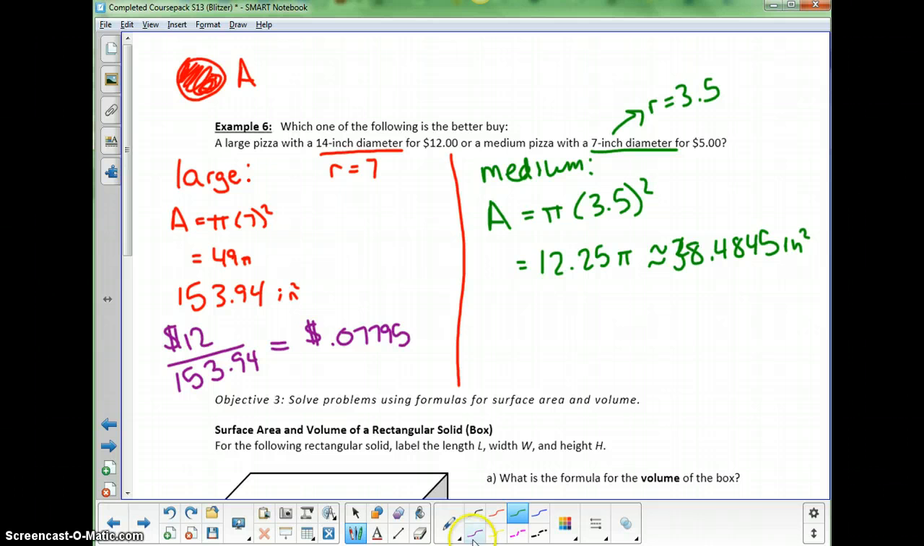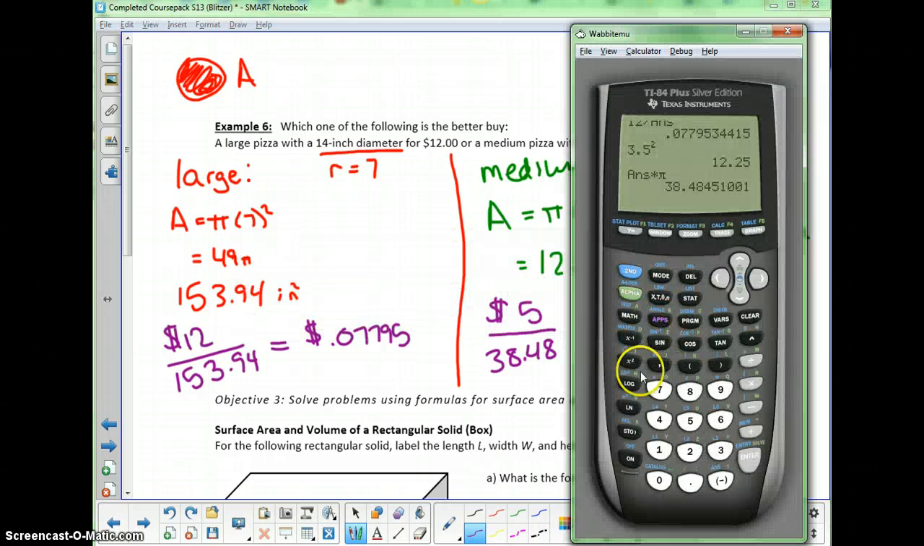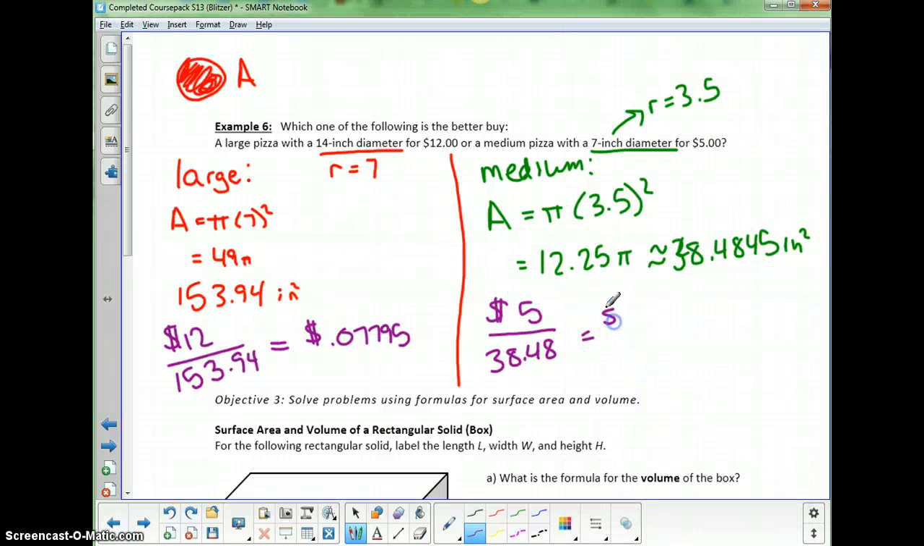Okay, and again, I need the value. So the cost of this pizza was $5 divided by that 38.48. So we're going to take $5 divided by that answer from the line above, and we get 0.1299. I messed up my units over here. This is per square inch for the units.